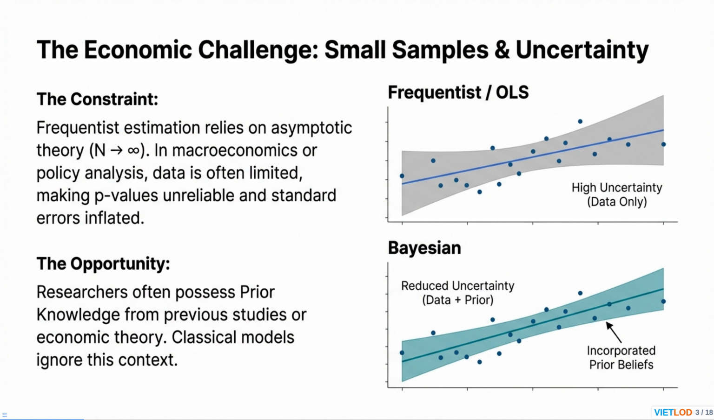The good news is that researchers often possess valuable prior knowledge, stemming from established economic theory or findings from previous studies. Unfortunately, classical frequentist models tend to ignore this crucial context. Bayesian methods offer a powerful opportunity here. By formally incorporating this prior knowledge alongside the observed data, we can significantly reduce uncertainty and achieve more precise and robust estimates, reflected in narrower credible intervals. This fundamental difference in how information is utilized is central to distinguishing between frequentist and Bayesian statistical philosophies.